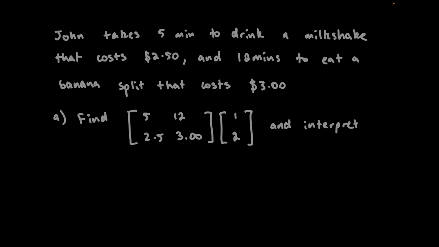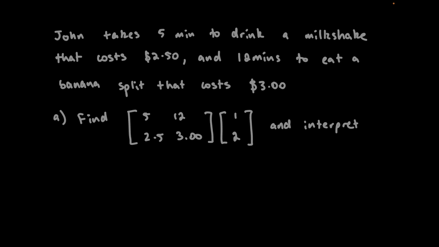Okay, so we have this next problem here. John takes 5 minutes to drink a milkshake that costs $2.50 and 12 minutes to eat a banana split that costs $3. Find the matrix multiplication of these two here and interpret what the result means. So I'll give you a second to try this question yourself, so pause the video before you have a go. Okay, that's enough time. If you haven't paused it already, too bad.